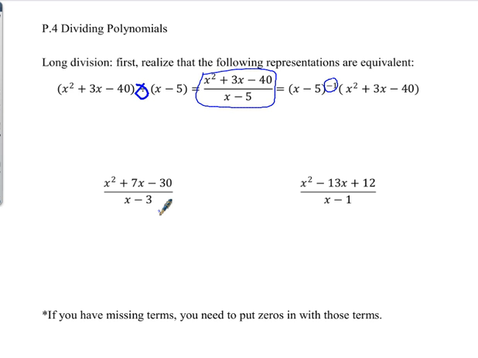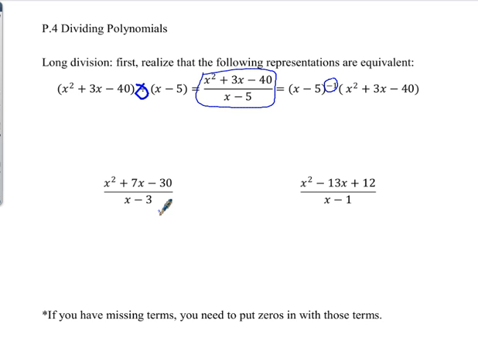Before I do long division, though, let's take a look at that bottom note. If you have missing terms, like if you start with an x to the 4th power, and it goes x to the 4th straight to x squared, you have to include a 0x to the 3rd. That middle term in between those two terms has to be included in order for your division to work. And that is true no matter what division you're doing, long division or synthetic division. So keep that in mind.